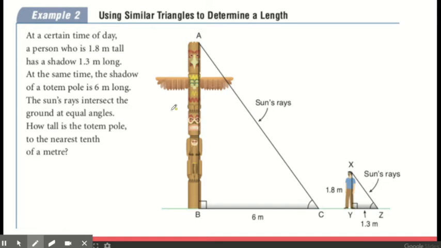In this example, we have two similar triangles, and we're going to use our similar triangles to find an unknown length. So here we have a totem pole of an unknown height. We don't know how tall this totem pole is. We're actually going to call it X. What we do know though is that it casts a shadow. So the sun would be somewhere up here maybe, and the totem pole is causing a shadow to be produced on the ground. So the shadow would be here, and there's a person standing over here, and they're casting a shadow as well. So we have these two shadows.